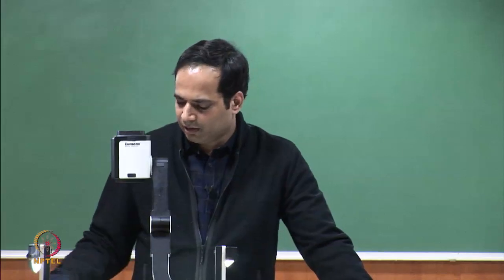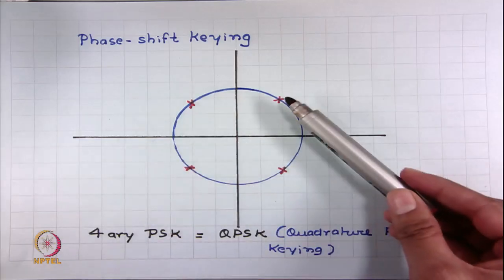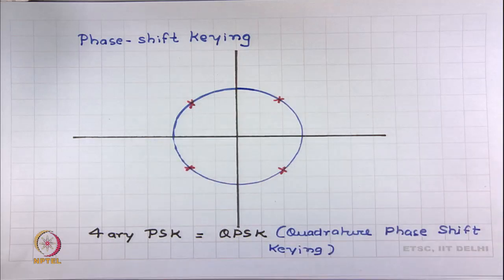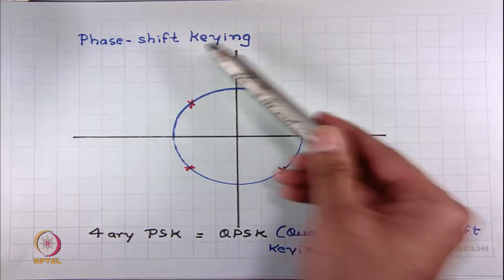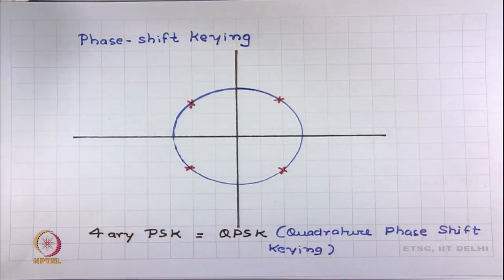Once the symbols are lying on a circle, we know that the energy of each symbol is the same, is it not? So, each symbol has the same amplitude and the same energy. The only difference is in the phase of these symbols. The phase of these symbols varies, and that is why it is called phase shift keying. Okay. So, that is the idea behind phase shift keying.